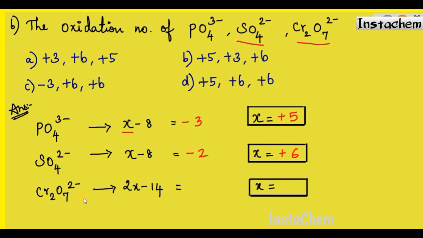Next case, Cr2O7 2 minus. We have 2 times Cr, so write down 2x minus oxygen 2 into 7, 14. That is equal to minus 2. You will get the answer for this, 2x is equal to minus 2 plus 14. So your answer is 12 by 2, that is plus 6. So the oxidation number of chromium in Cr2O7 2 minus is plus 6.